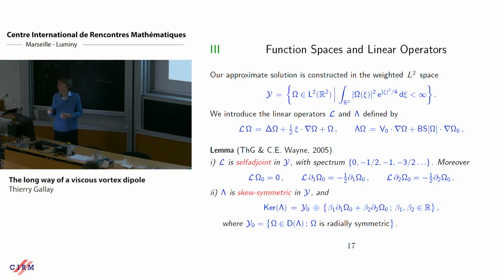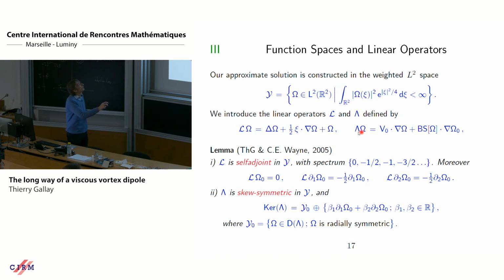When doing the construction of the approximate solution, 2 linear operators appear. The first one you know already, this is this diffusion operator, sort of a Fokker-Planck operator. And the other one, which I call lambda, is the linearization of the nonlinearity in the Euler equation at the Lamb-Oseen vortex. Everything is close to the Lamb-Oseen vortex, so you have the term u dot grad omega, you linearize it at the Lamb-Oseen vortex, and you obtain this operator lambda, which is formally skew-symmetric.